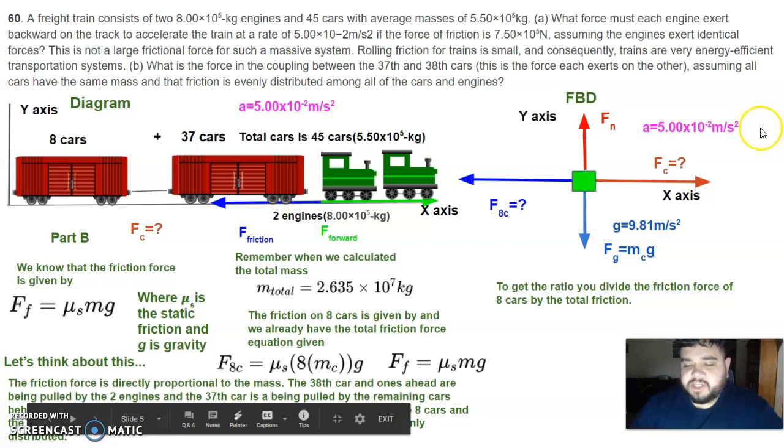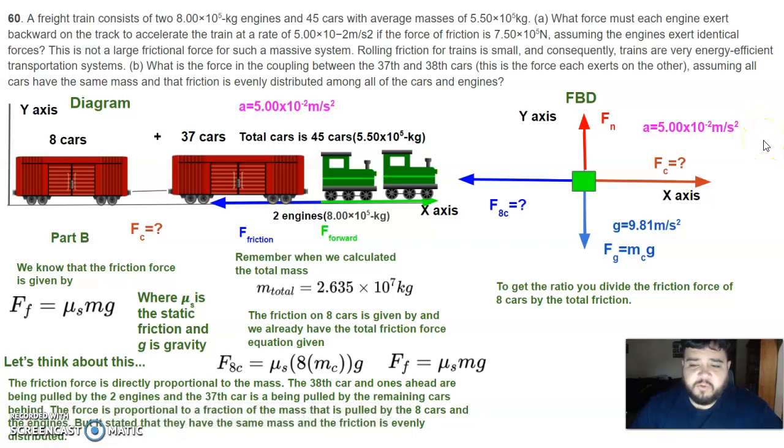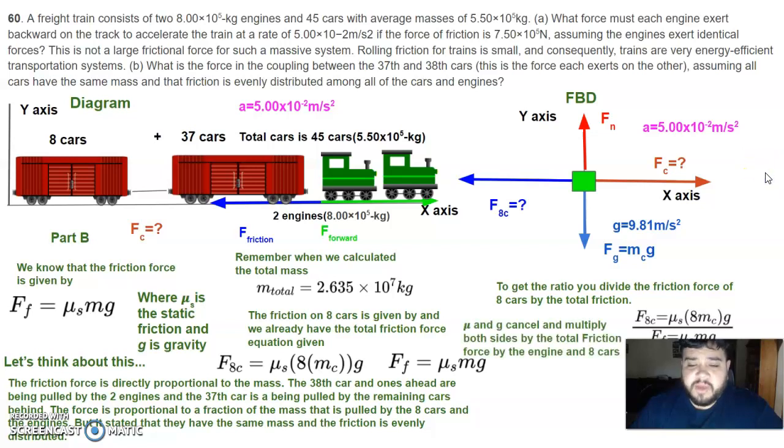So to get the ratio that we're looking for, you divide the friction force of 8 cars by the total friction. And mu and g are going to cancel, and you multiply both sides by the total friction force. And then we're left with the force of 8 cars is equal to the mass of 8 cars over the total mass, multiplied by the total force of friction on the system, which is given in the problem, 7.50 times 10 to the 5th.